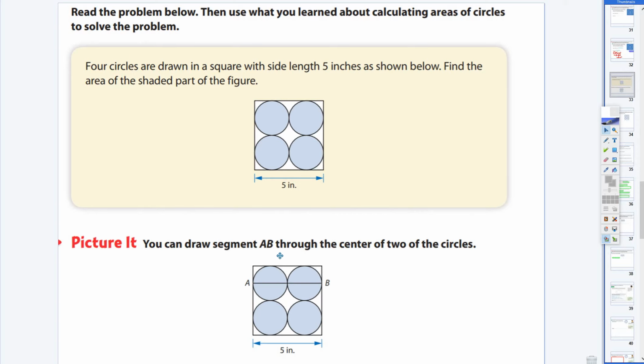Let's picture this. You can draw segment AB, that's a line segment, through the center of 2 of the circles. Okay, and if you can see here, the length of this line segment is 5 inches, right? So think about that. If that's 5 inches, what do you think the diameter of one of the circles will be? If you said 2.5 inches, you're correct because it's half of that. 2.5 here and 2.5 here. Sorry that it's a little messy.